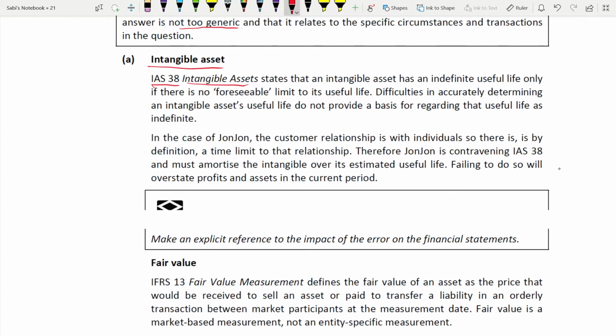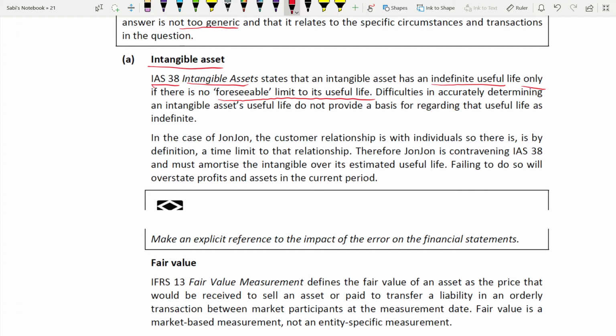IS38 states that an intangible asset has an indefinite useful life only if there is no foreseeable limit to its useful life. Isn't it very simple, guys? If you are linking the standard to the case study, they talked about useful life, you're also talking about indefinite useful life, but only if there is no possible limit. Next, difficulties in accurately determining an intangible asset's useful life do not provide a basis for regarding that useful life as indefinite. Now you are giving the basis. Remember, it is just for 3 marks. Don't waste your time writing paragraphs and paragraphs here, okay? 2 paragraphs or 3 paragraphs would do.